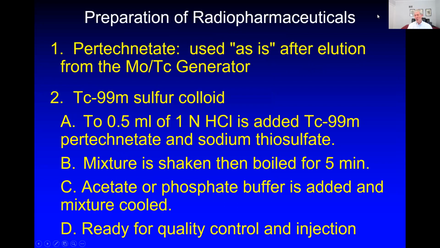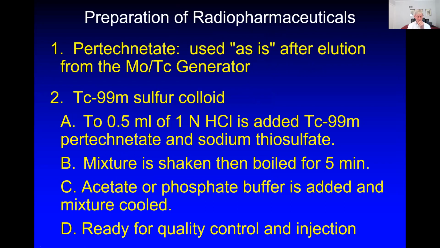Okay, preparation of pharmaceuticals. We have pertechnetate. We don't do any prep for that. We collect it from the generator. We might dilute it a little, but I don't call that a preparation. That's just dilution. And then we use it as is for labeling for certain kinds of scans.